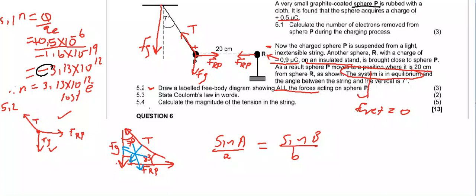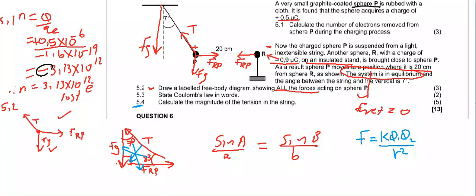Okay, so the first question says state Coulomb's law. Coulomb's law states that the electrostatic force between 2 point charges is directly proportional to the product of the magnitude of the charges and inversely proportional to the squared distance. That is Coulomb's law.